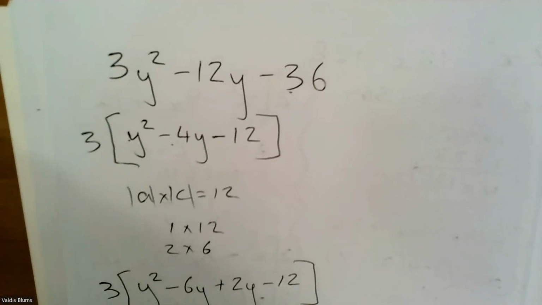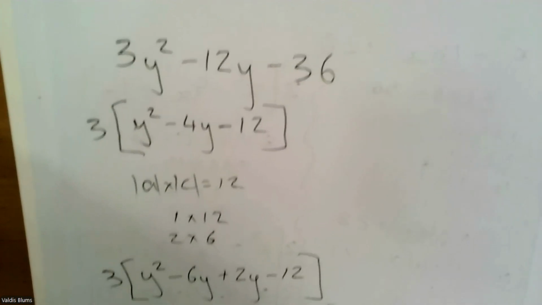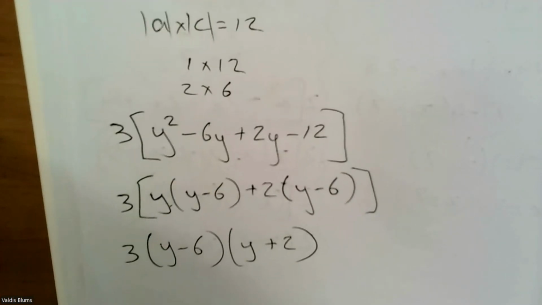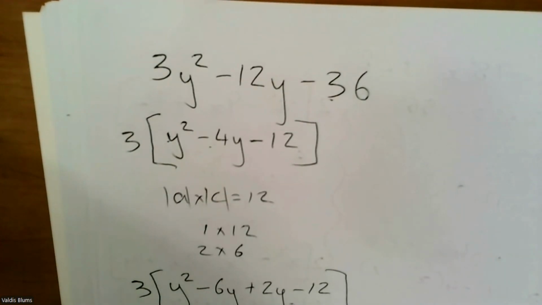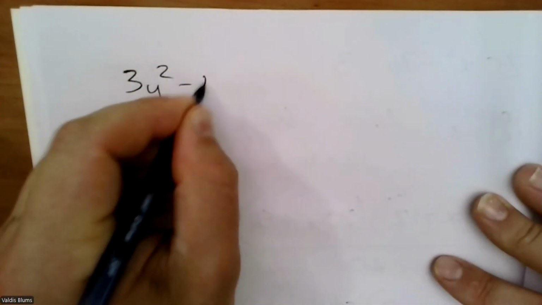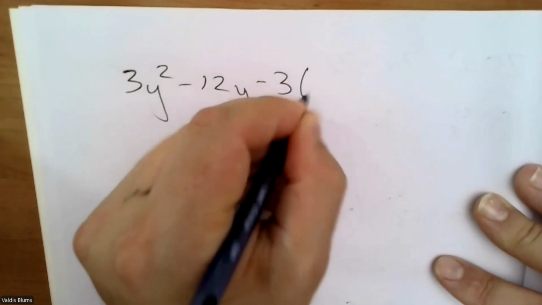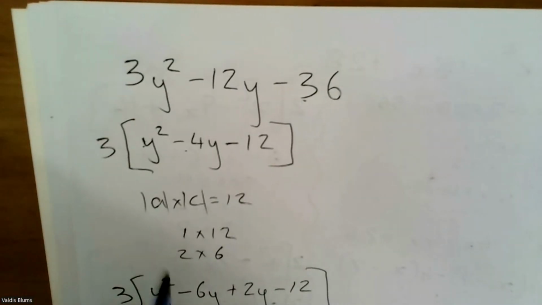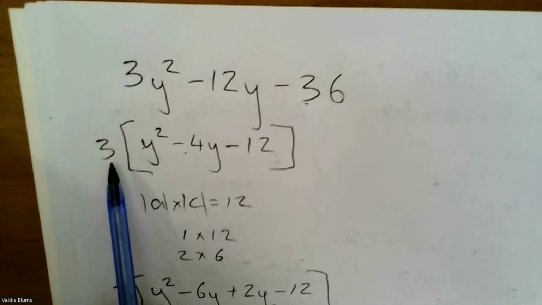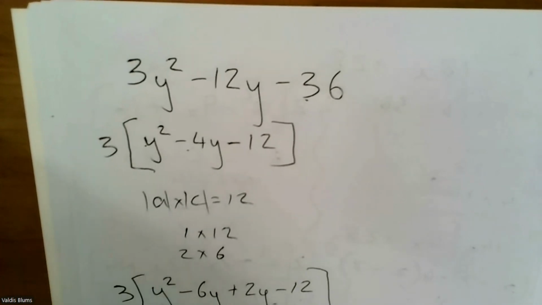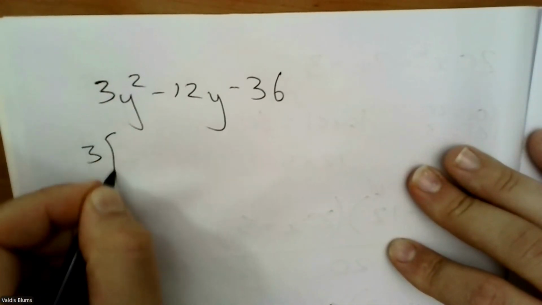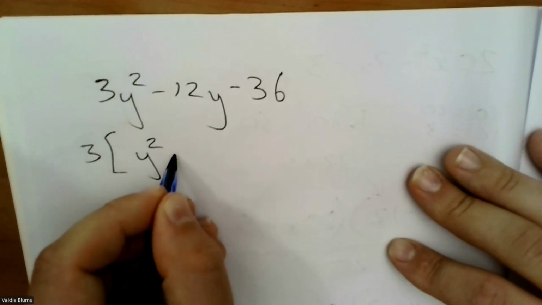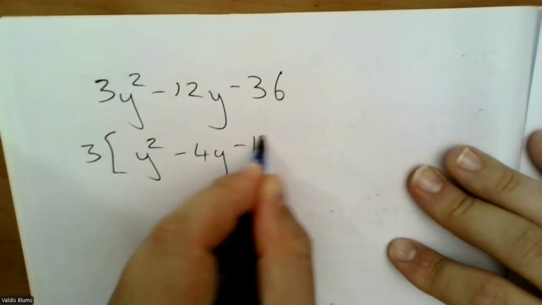So let's look at another example that we went through via the decomposition method, and we will do it with the Australian method. So we had 3y squared minus 12y minus 36. And we're going to do the exact same thing. We're going to factorize out a common factor at the start. So 3, leaving behind y squared minus 4y minus 12.